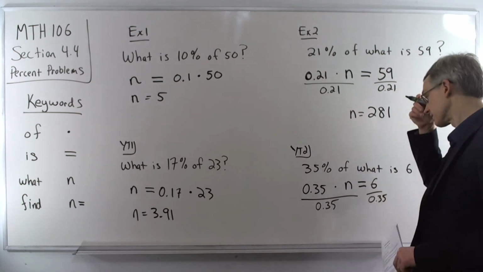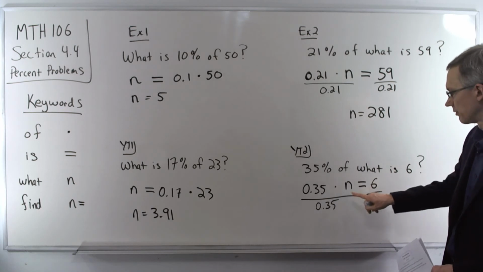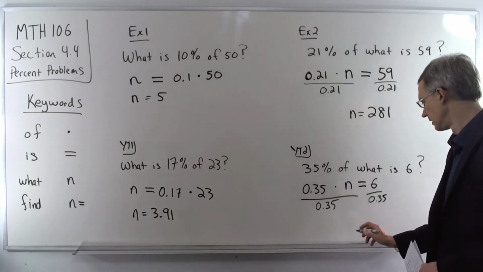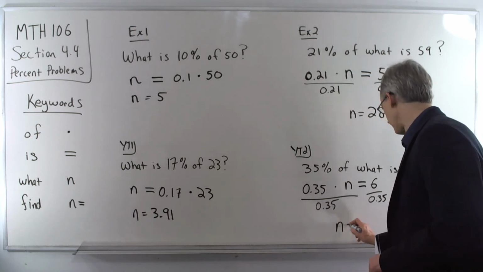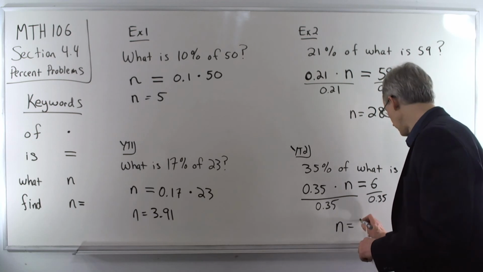One mistake I occasionally see is people dividing both sides of the equation by 6. That doesn't do us any good. We want to divide by the number multiplied by the variable so that that cancels, leaving n on the left. And 6 divided by 0.35 is 17.1.